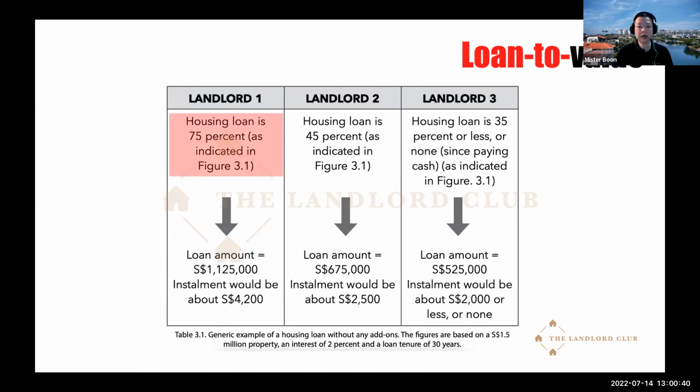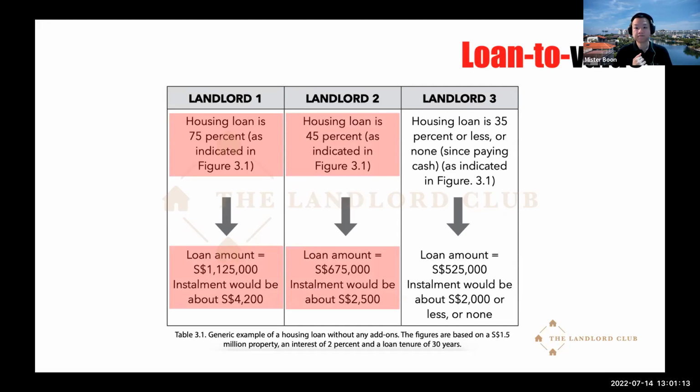Their loan amount is based on 1.5%, 2% interest rate and tenure of 30 years. So you see the loan amount for landlord 1, they are loaning 1.125 million, but the installment will be 4,002. But landlord 2, 45% loan, their loan amount is only 675,000. Their installment will be 2,005. So imagine you are landlord 1. Somebody gives you a $4,000 rental offer.